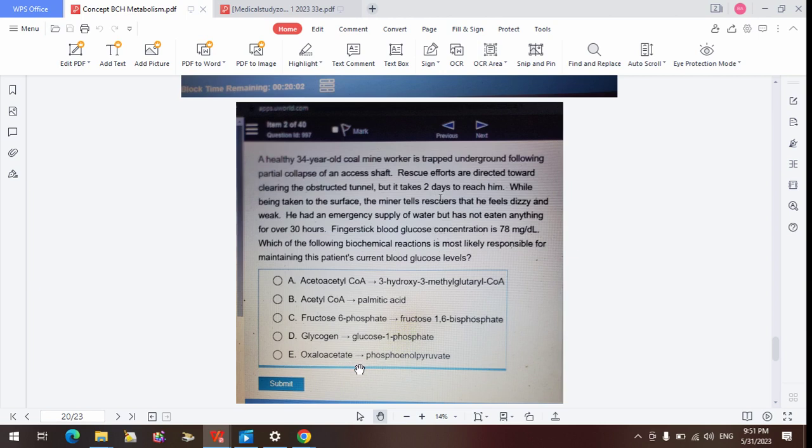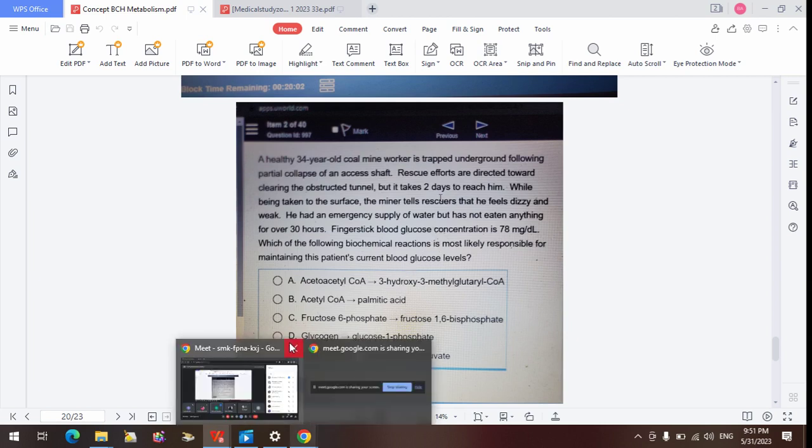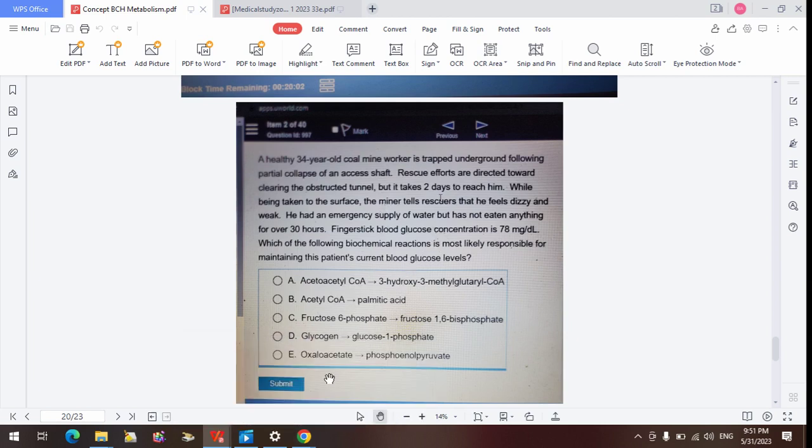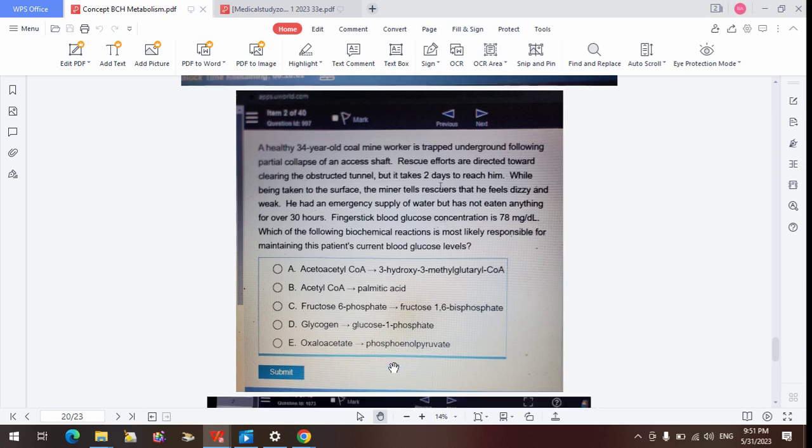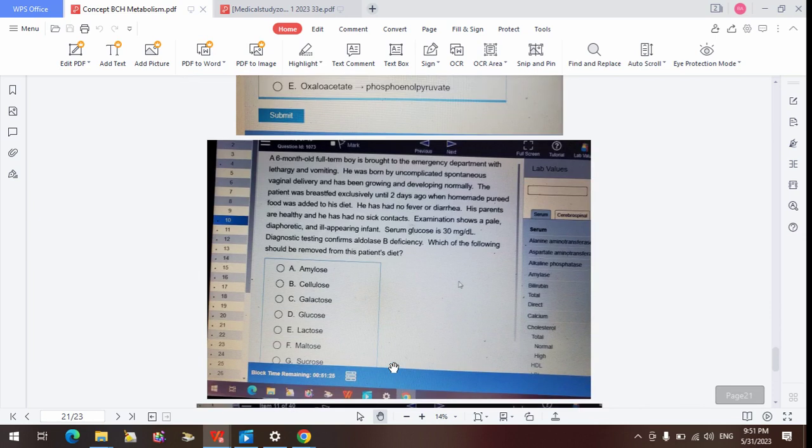Gluconeogenesis occurs in the liver, the kidneys, as well as the intestinal epithelial cells. So those three, intestinal epithelial cells, the kidneys, and the liver, help maintain gluconeogenesis. To initiate gluconeogenesis, you need oxaloacetate to go to phosphoenolpyruvate by the activity of phosphoenolpyruvate carboxykinase.